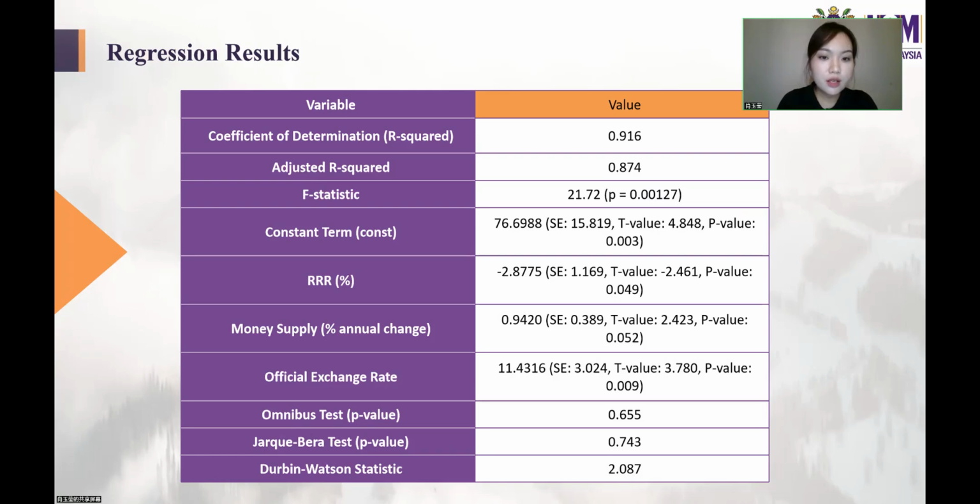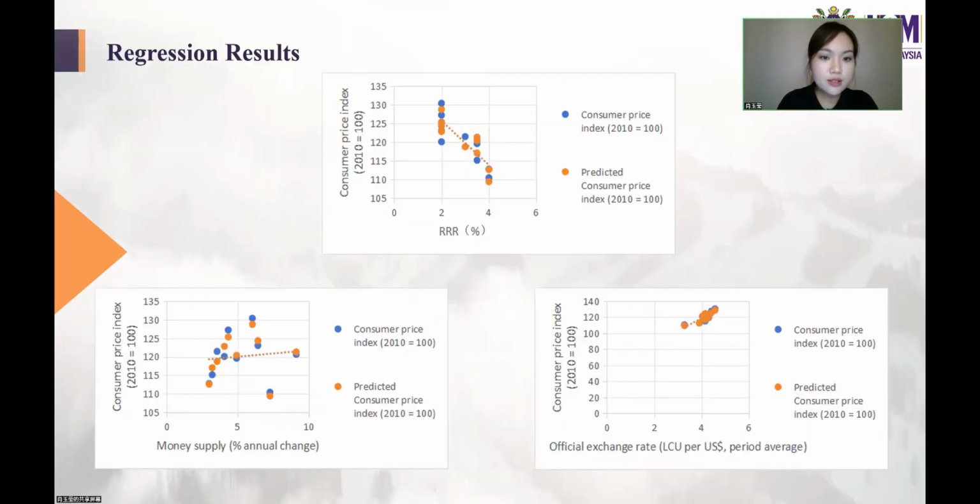Money supply growth, a positive coefficient of about 0.94, confirms that an increase in the money supply drives inflation. Exchange rate, a strong positive coefficient of about 11.43, highlights that currency depreciation significantly raises inflation, especially by making imports more expensive. These findings align with the economic theories we just discussed. We can also see this trend from this line chart.